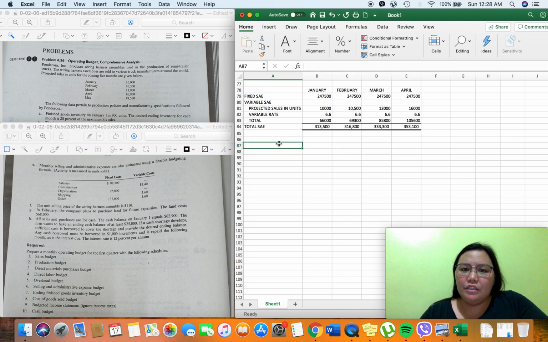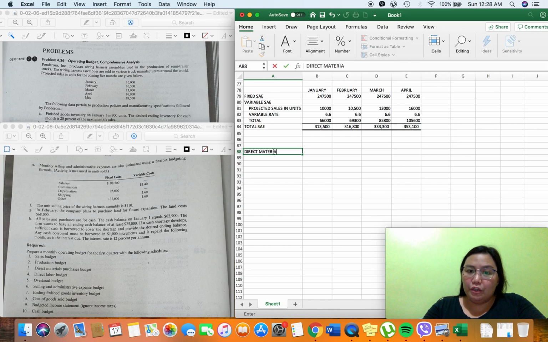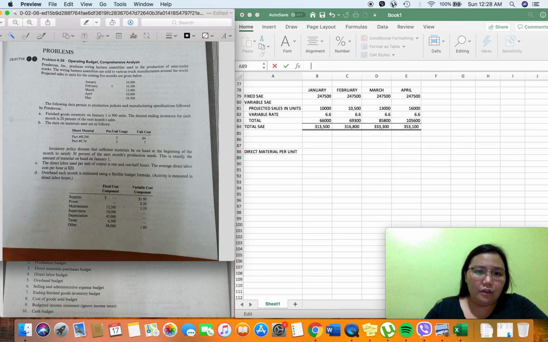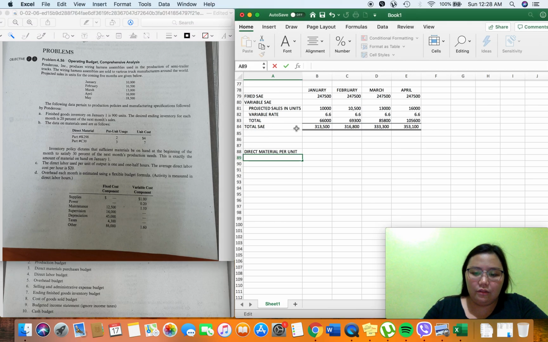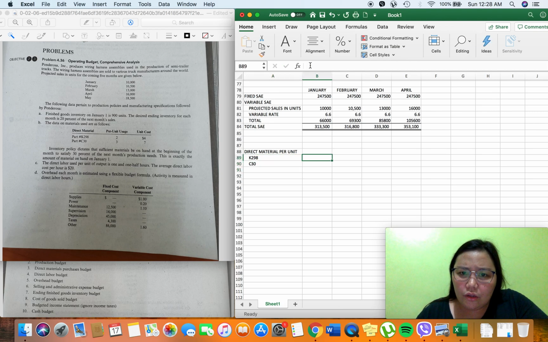Okay, the first thing we're going to do to prepare the ending finished goods inventory budget is to compute the direct material per unit of finished goods. We know that we have two direct materials: K298, and we also have part C30.